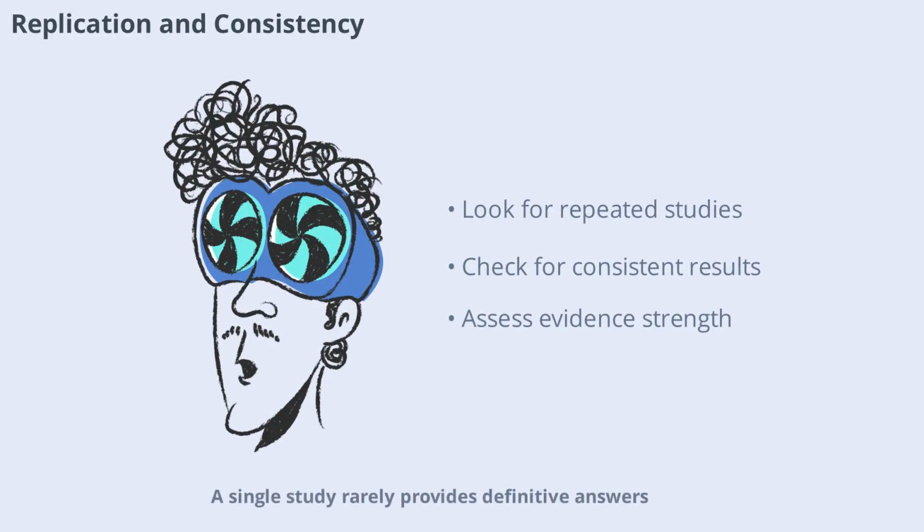A single study rarely provides definitive answers. Replication, repeating a study's methods, and obtaining similar results strengthens the evidence for a conclusion. Consistency across multiple studies, especially in different populations and settings, increases confidence in the findings. When analyzing conclusions, look for references to replication and consistency in the literature.